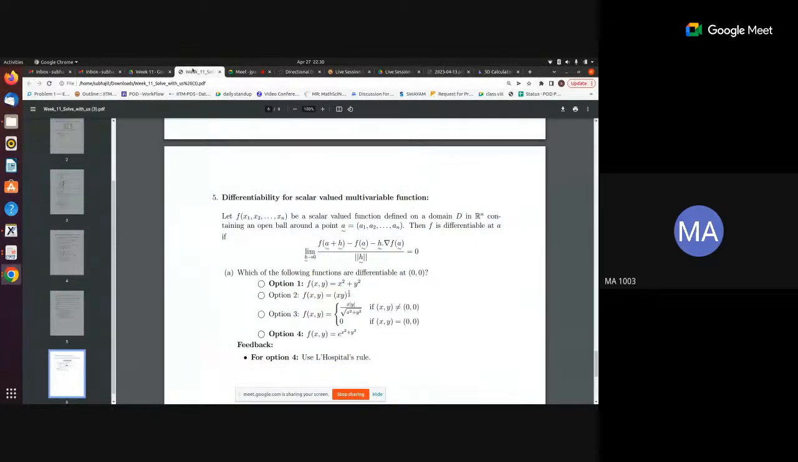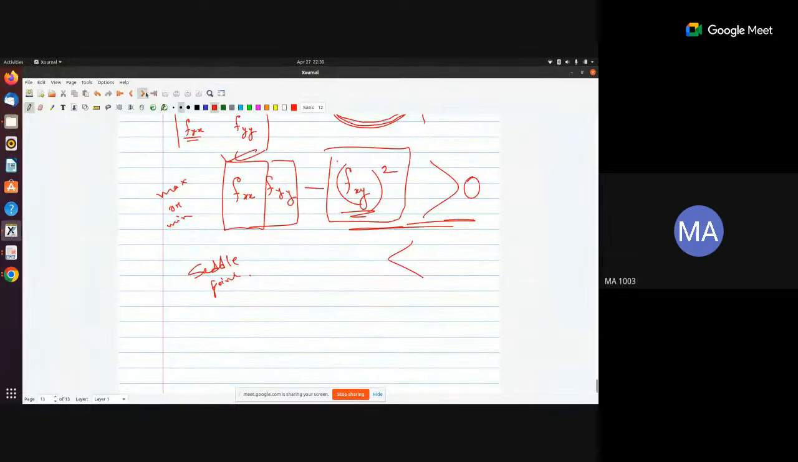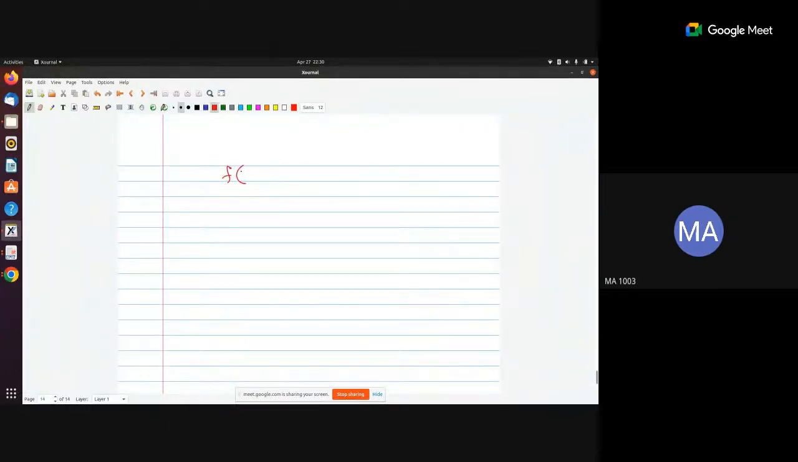Anyone has any doubt about whatever we have discussed today? We can solve one question on this multivariable differentiability. Why don't you try it? You want me to solve? Okay. I have one question regarding the directional derivative. So let me solve this one. This is quite simple.